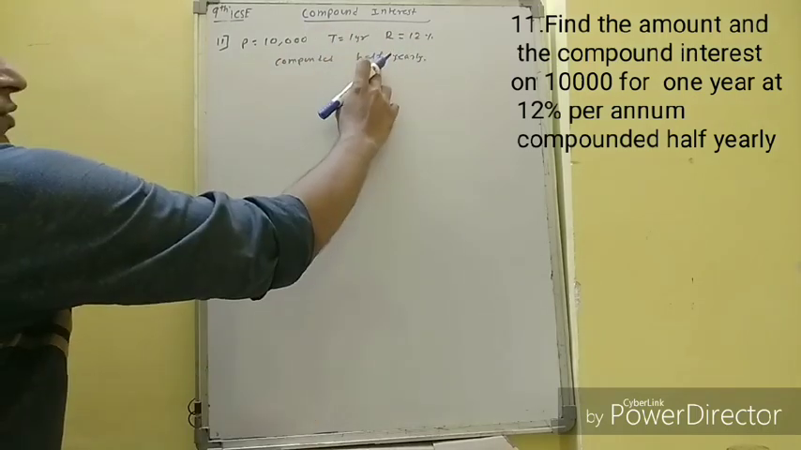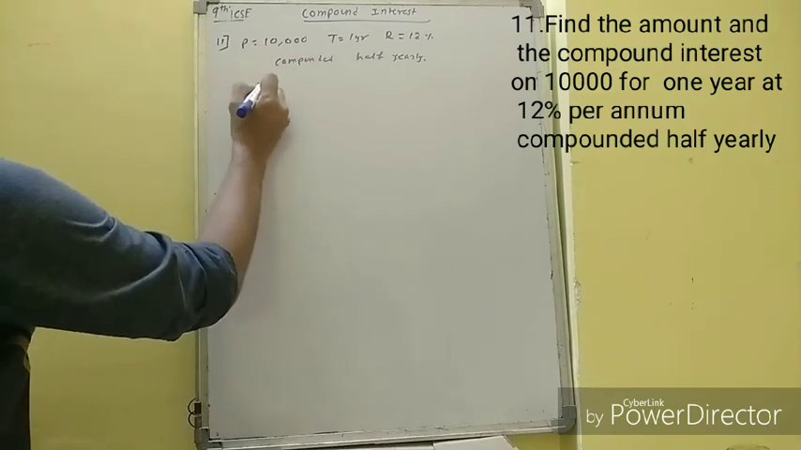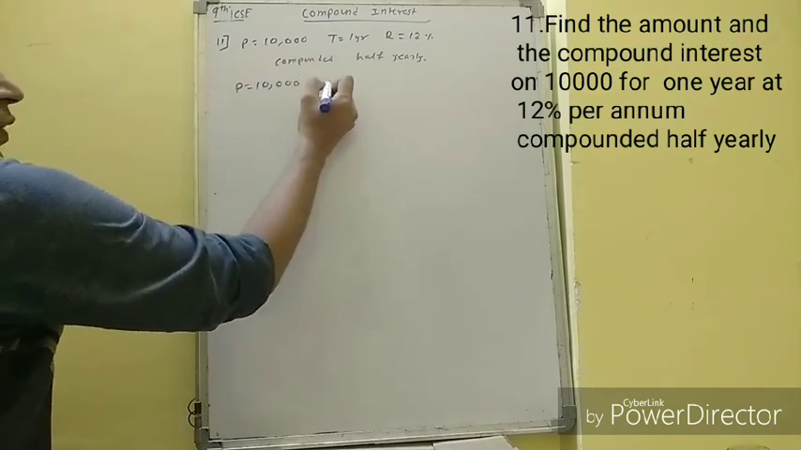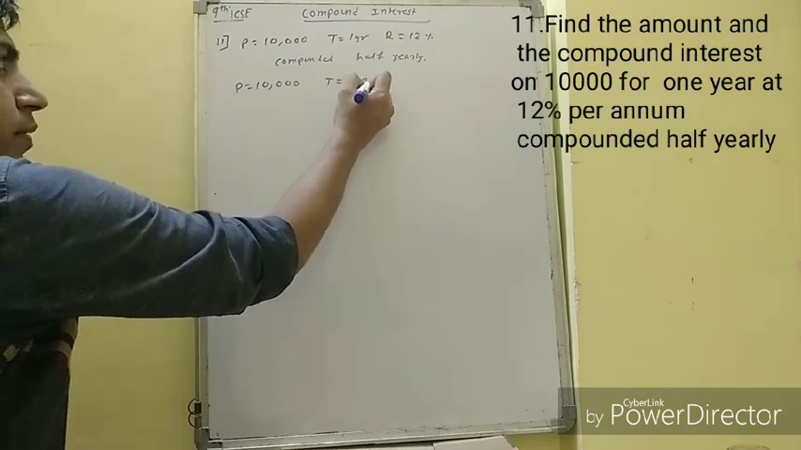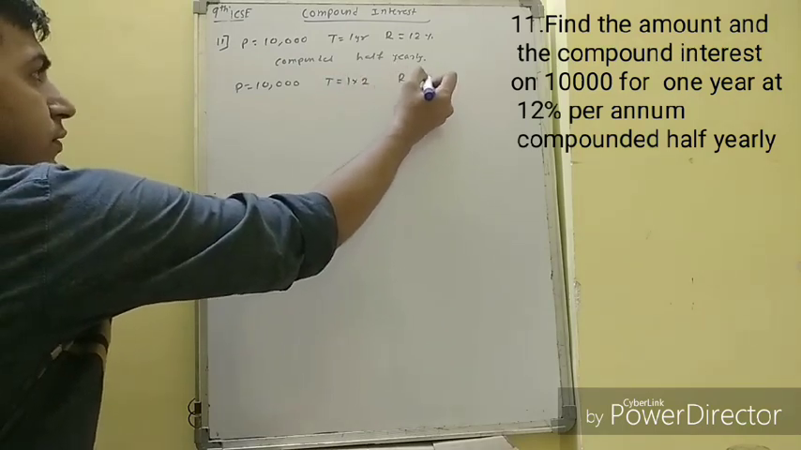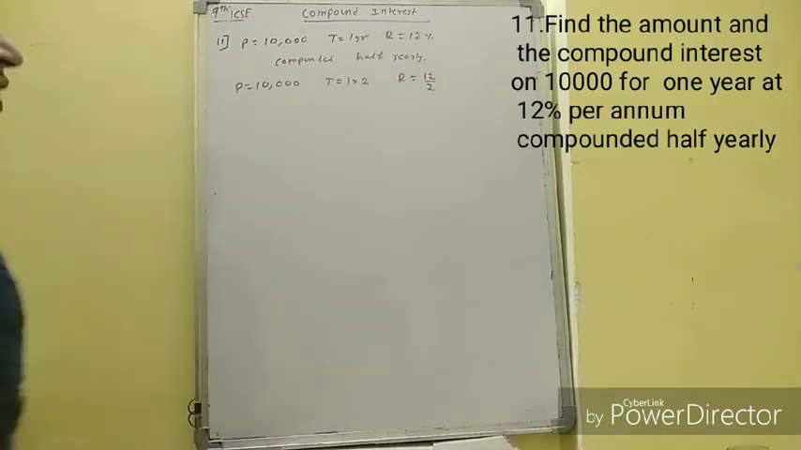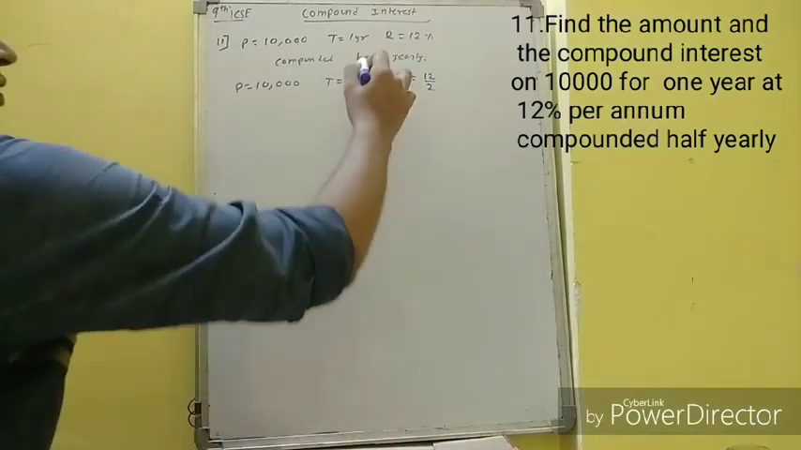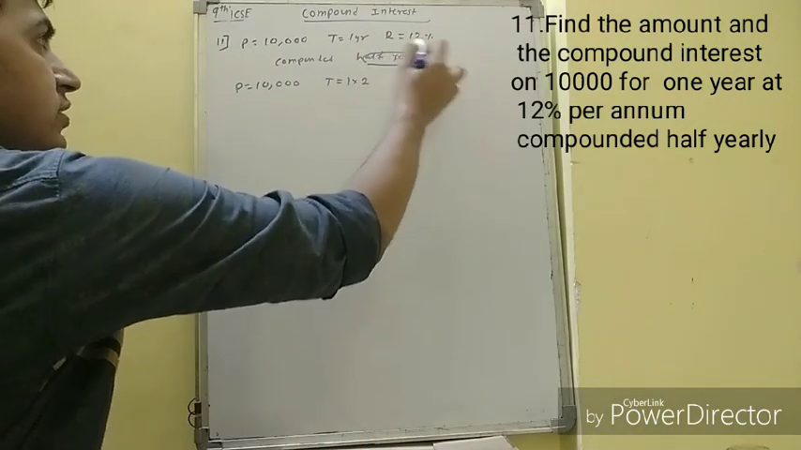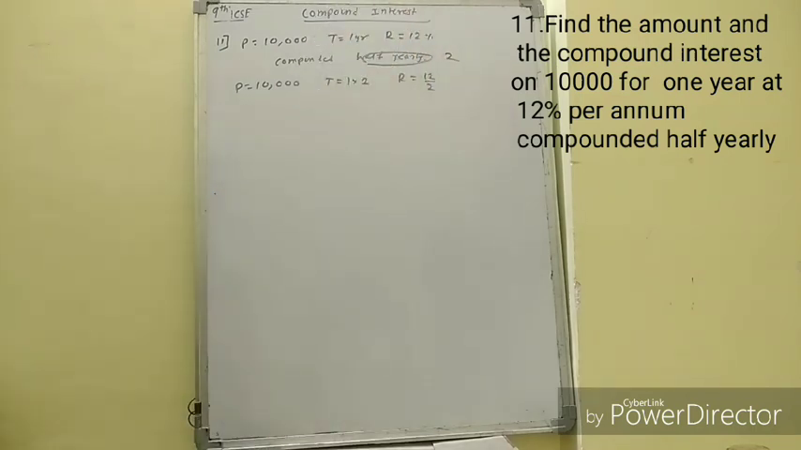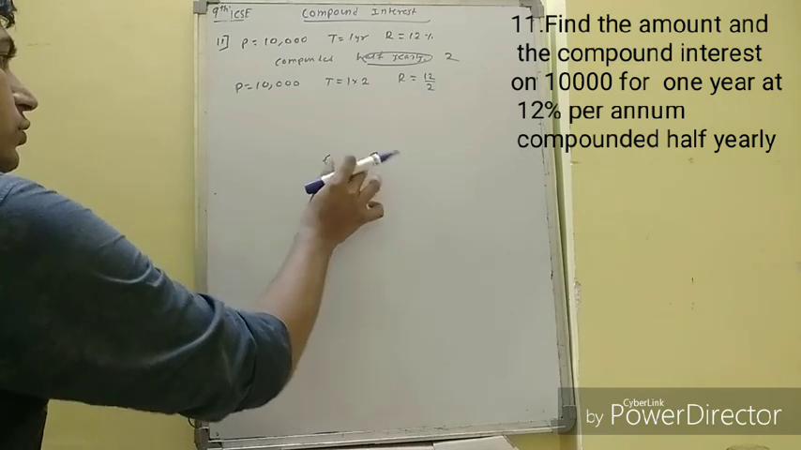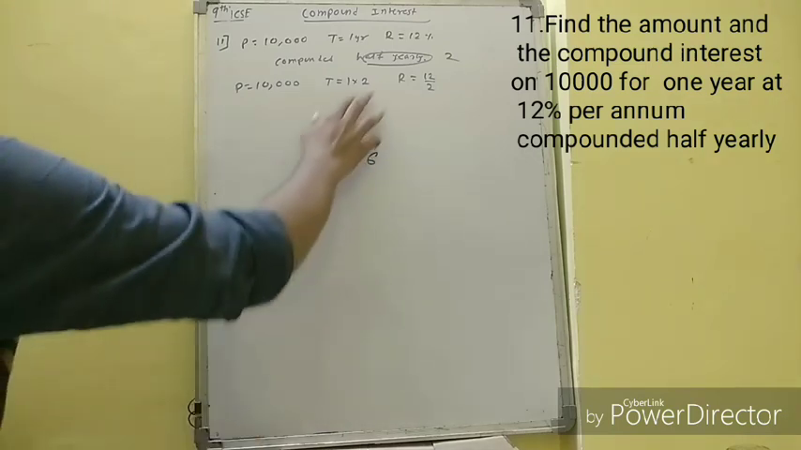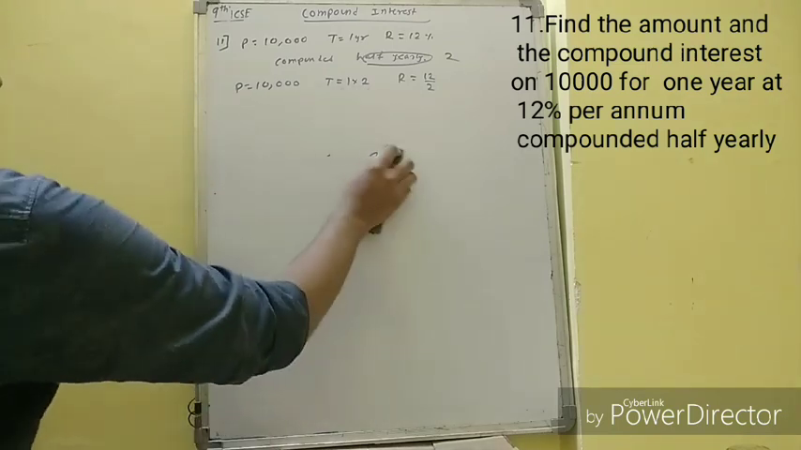Okay, whenever there is half yearly, principal will be 10,000 only. Time will be multiplied by 2 and rate will be divided by 2. Because half yearly means what? Interest is given 2 times in 1 year. First it will be given at the end of 6 months, then 6 months. So it is given 2 times, so we are multiplying by 2 and dividing by 2.